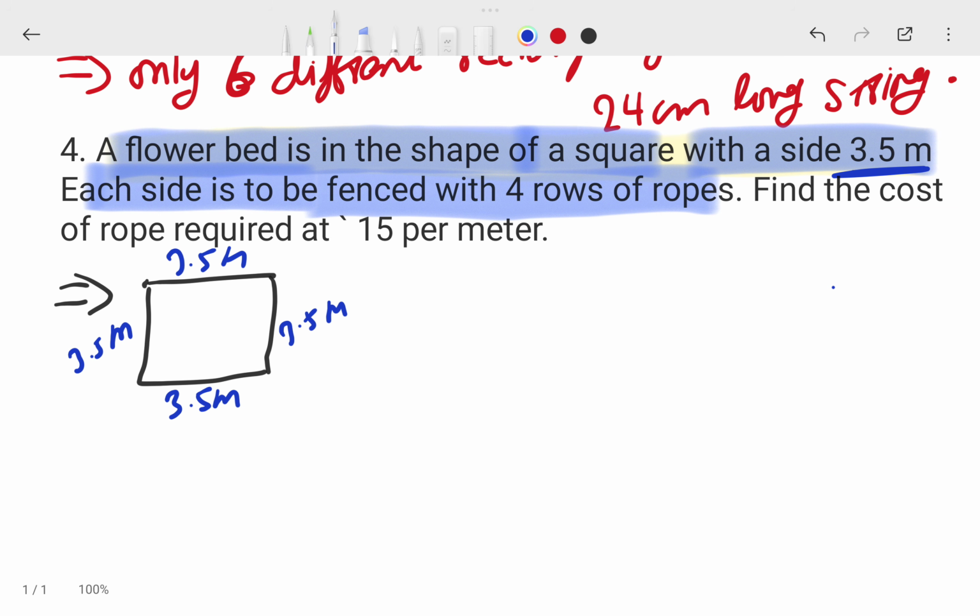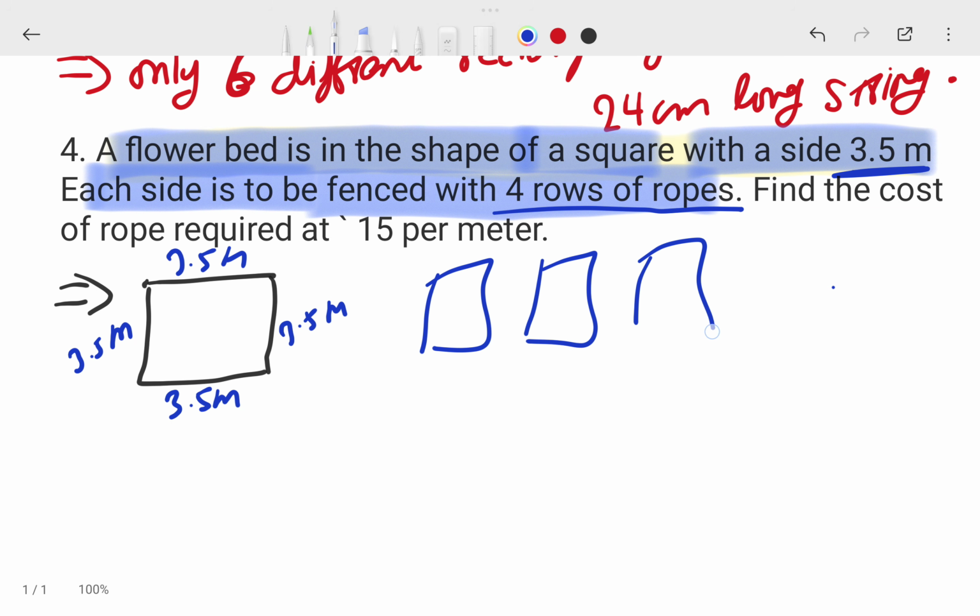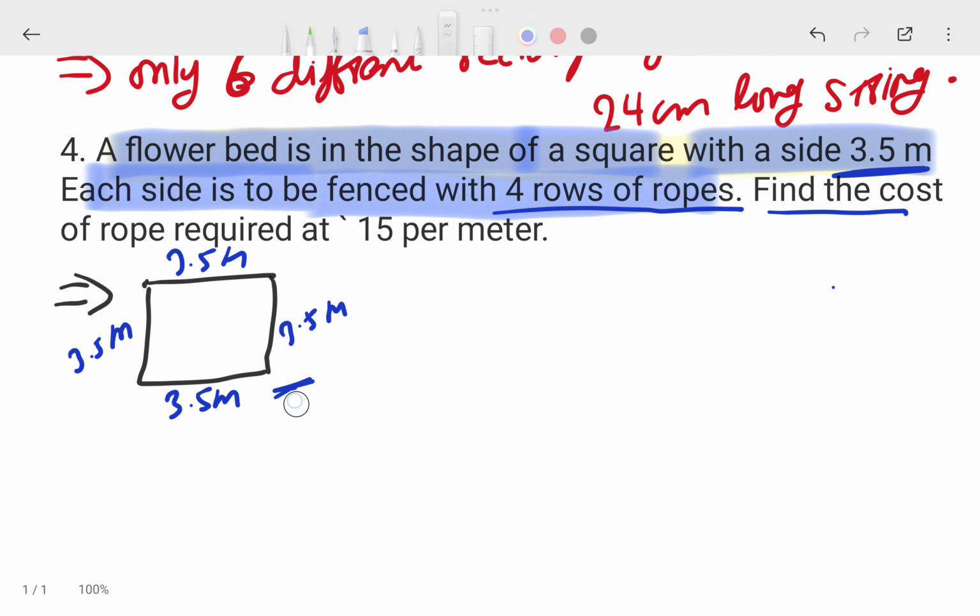Okay, this is over. So like that only there are 4 beds. This is one flower bed, this is another, this is the second, this is the third, this is the fourth. Now, what will be the cost of the rope, which is 15 per meter? But generally, let's find the perimeter first. Let's find the perimeter of this one.